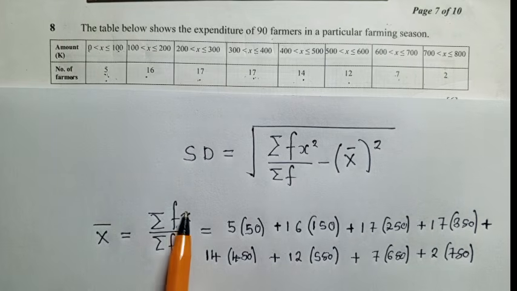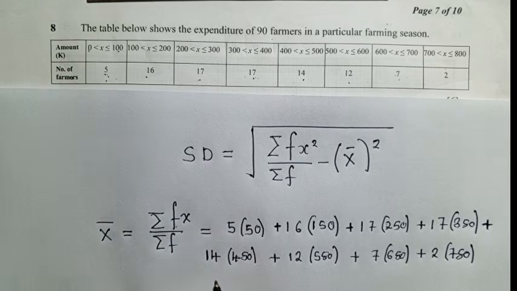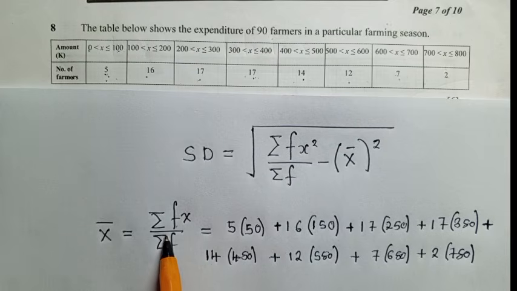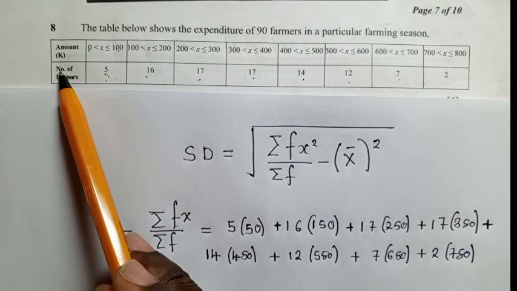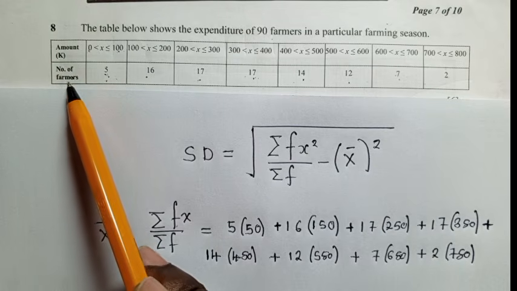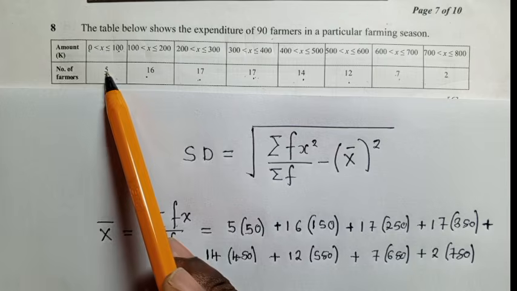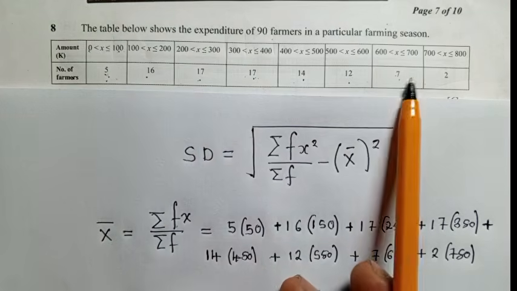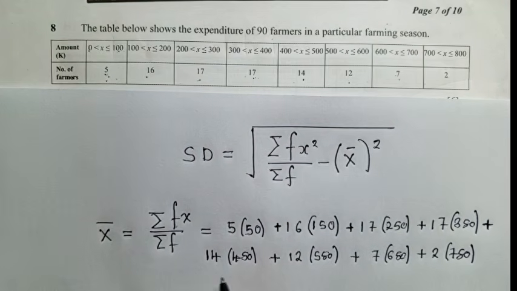So on top, we are done. We now go to the denominator here. For the denominator, they just said summation of f. We know that f is the frequency. Whenever you see number of something, n of, it means that's your frequency. Add all these numbers, and when you add them, you get 90.